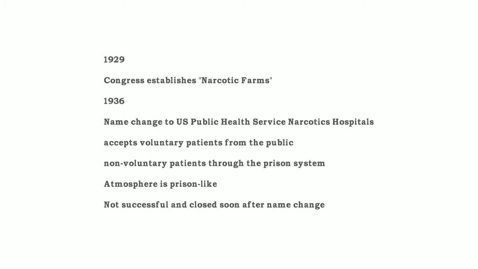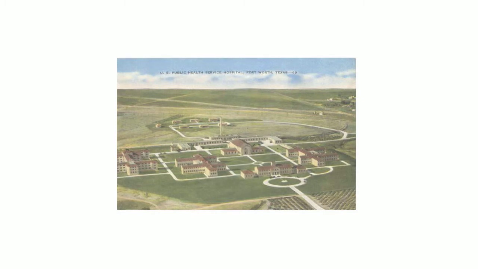They were fairly unsuccessful, and so like anything, the government, instead of looking at why they weren't successful, thought they would just change the name. So in 1936, they changed the name of the narcotic farms to the U.S. Public Health Service Narcotics Hospitals. These hospitals accepted voluntary patients from across the nation, and many of the patients were also referred by the correctional systems in the area. Because of that, the atmosphere was prison-like, and follow-up studies showed that the narcotic farms, the U.S. Public Health Service narcotics hospitals, were very ineffective, primarily because they relied on abstinence only. And when these patients were released from the facilities, it wasn't uncommon for them to relapse.